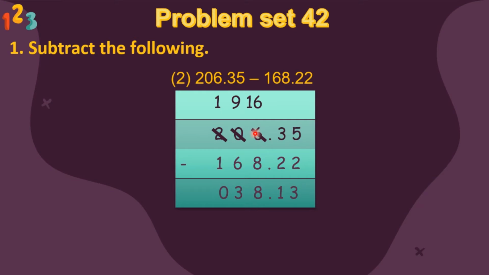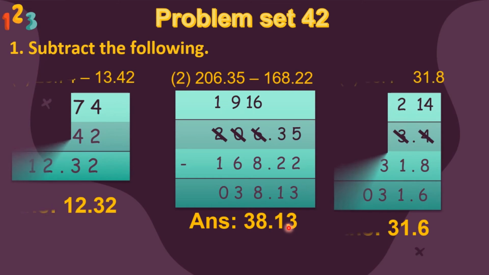So we have to borrow and we will subtract 8 from 16. So we get 8. Here as we borrowed 1, it remains 9 and we subtract 6 from 9, we get 3 here. Also next, as we borrowed 1 from 2 here, it remains 1 there and 1 minus 1 will be 0. So we get the answer as 38.13. Similarly, some other examples are given here.